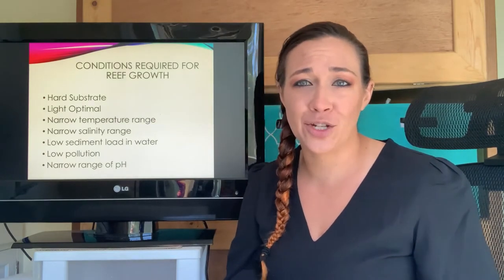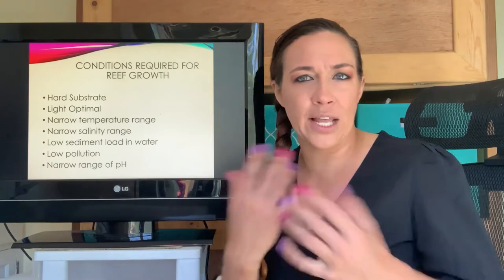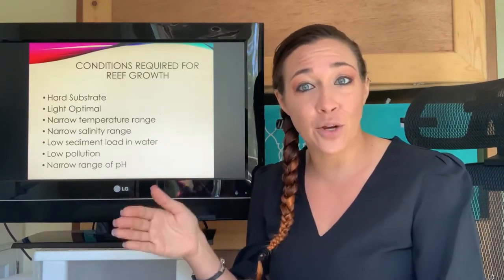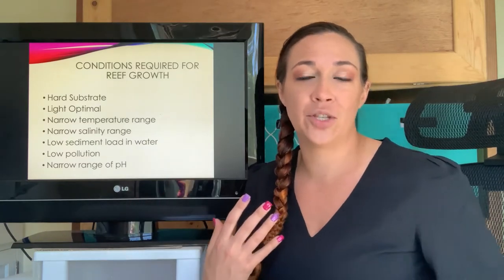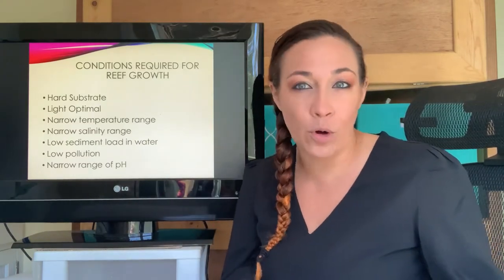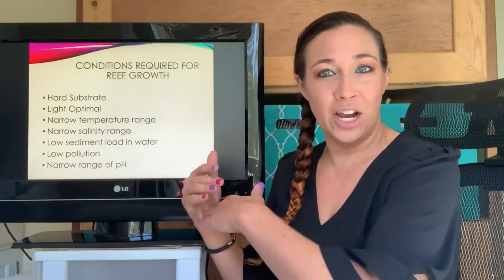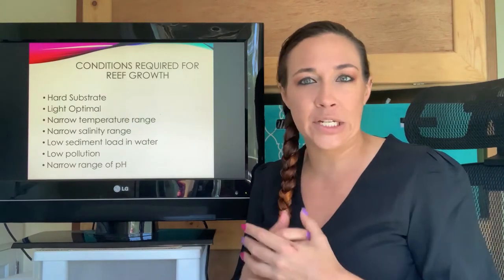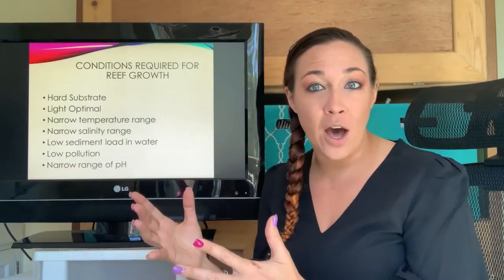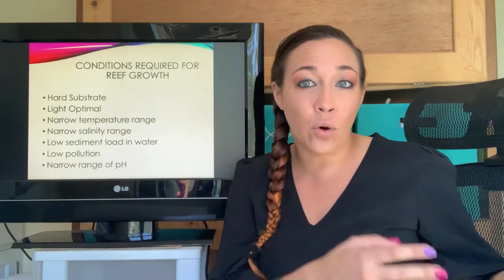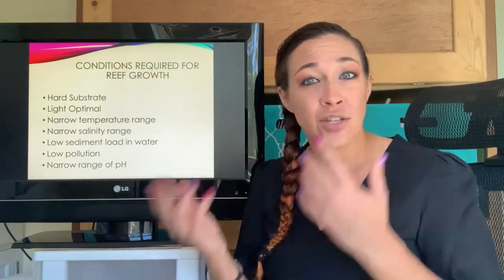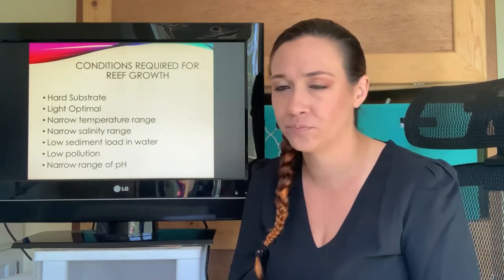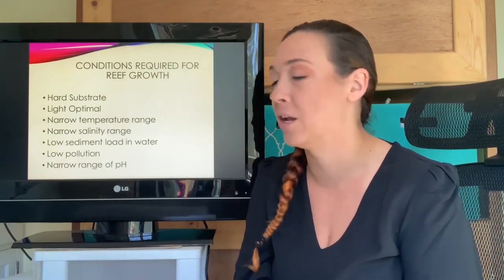A narrow temperature range. Most people think, oh, the corals like it warm. Yes, they do like it warm. Too cold, they don't do well. Too hot, they don't do well. So this is a whole climate change thing. This is why we don't really call it global warming anymore, because yes, on average, the entire planet's temperature is increasing. But when it comes to certain conditions, sometimes it's really, really hot, and sometimes it's really, really cold. So the cold is getting colder, and the hot is getting hotter. Either one of these is bad for the corals, because they have a very narrow temperature range that they can survive in. And we're going to go into more about that in just a second.